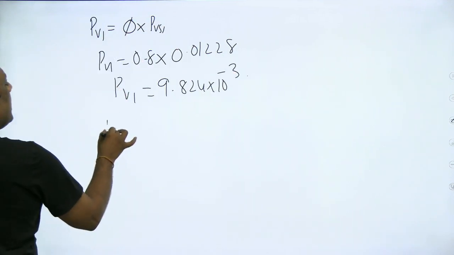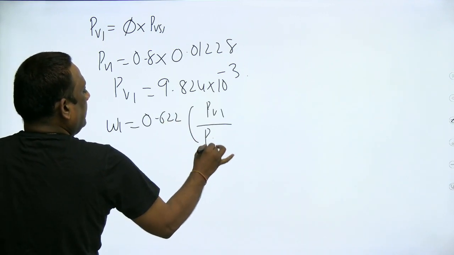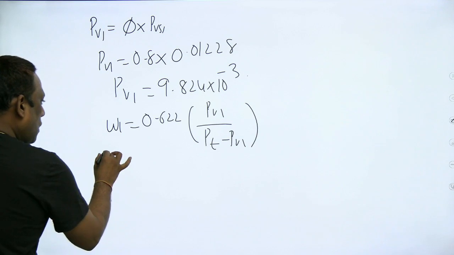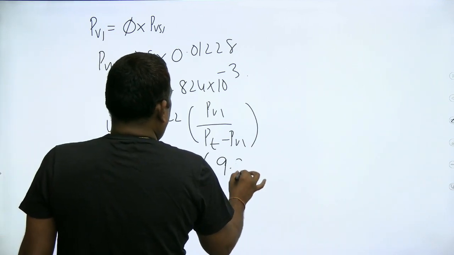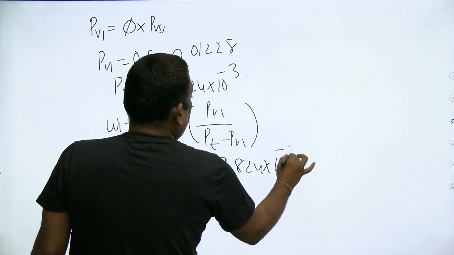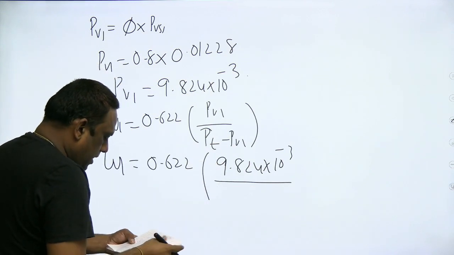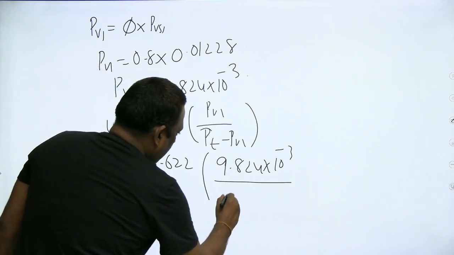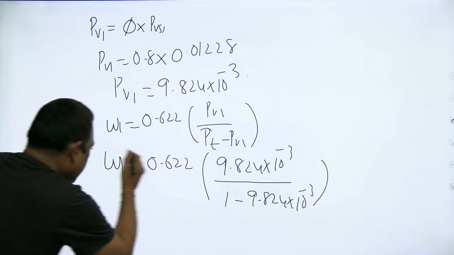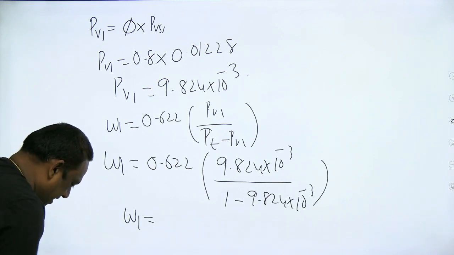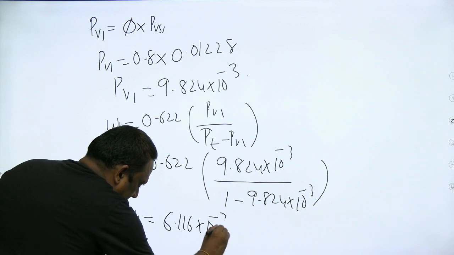Very good. So omega 1 is equal to 0.622 PV1 by P total minus PV1. PV1 is 9.824 into 10 power minus 3, but these are in bar because that is given in bar. So P total should also be in bar. And how much is that P total, my dear students? 1 minus 9.824 into 10 power minus 3. So from here you can calculate omega 1. If I calculate, I'll get this as 6.116 into 10 power minus 3.